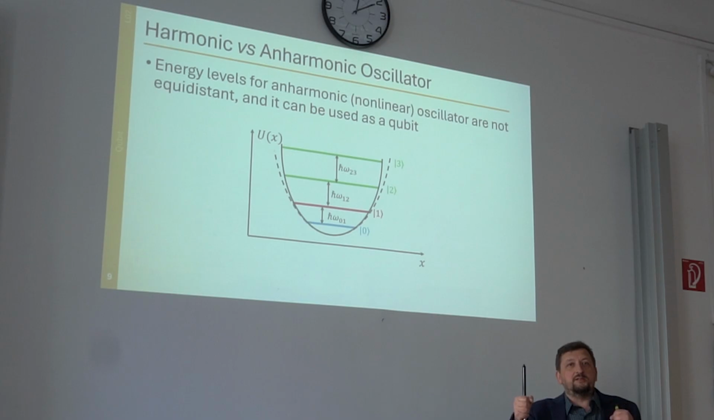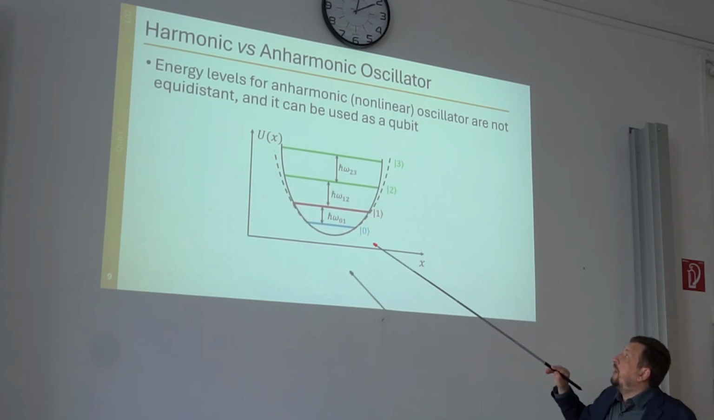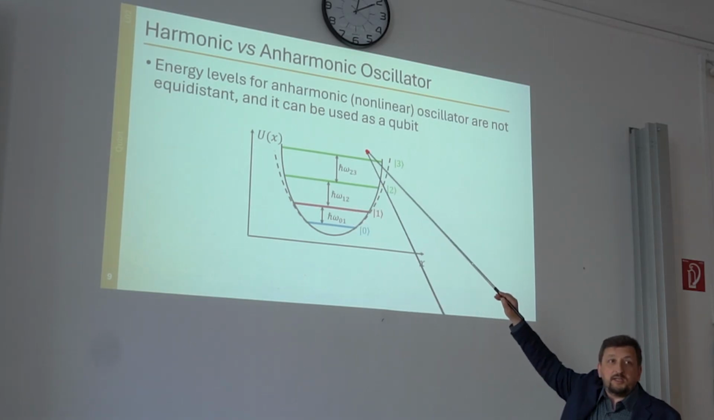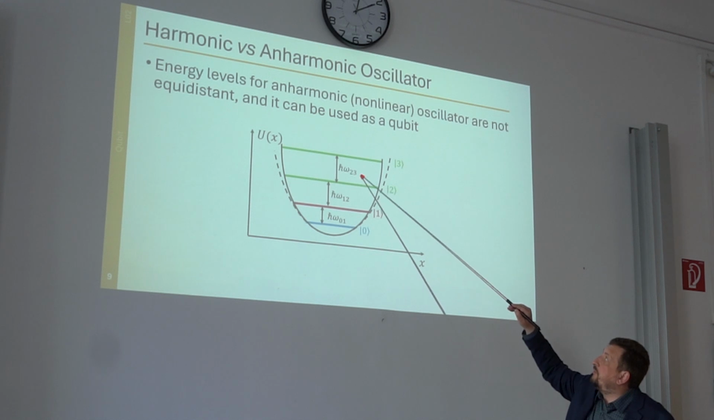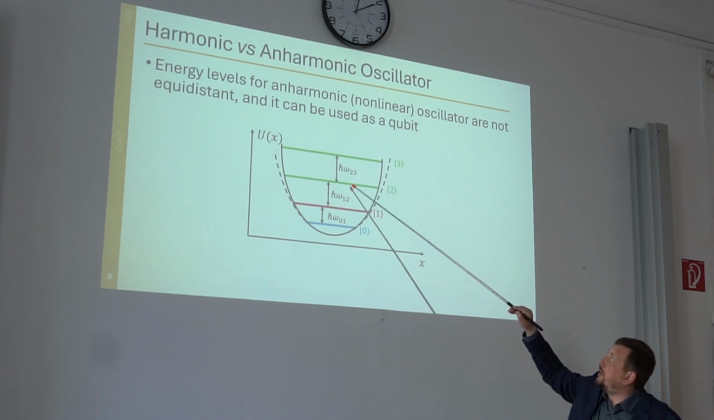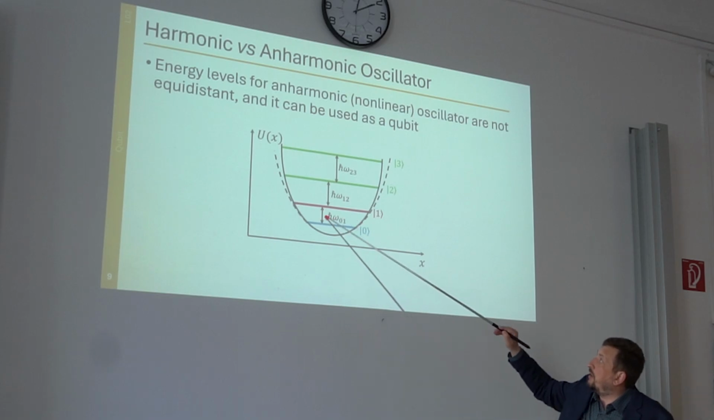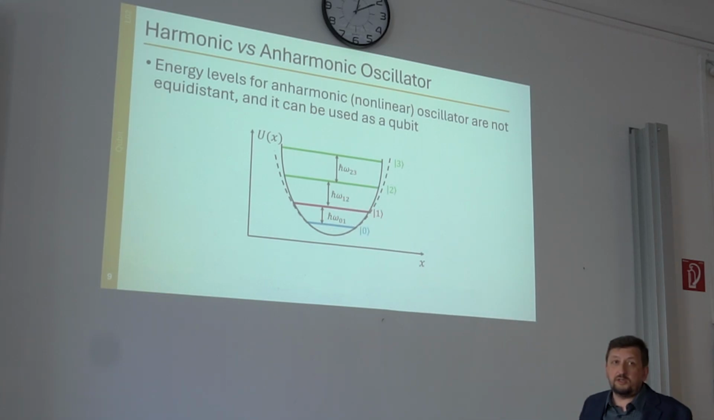So we have a spring that becomes more stiff as we extend it, or less stiff as we extend it. So the potential is not exactly a parabola. Then we will still have this ladder of energy levels, but the energy separation between different levels will be different. So here we have one transition frequency, here we have a different transition frequency, and so on.